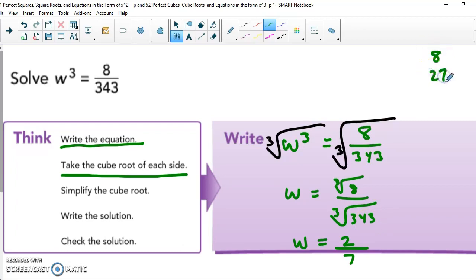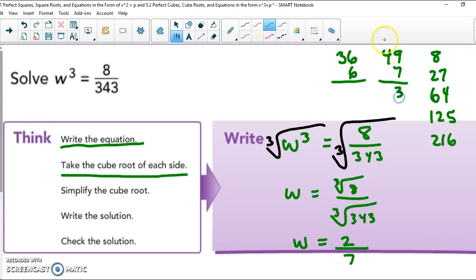3 cubed is 27, 4 cubed is 64, 5 cubed is 125. So then I started thinking about 6 cubed, and I thought, okay, well, 6 times 6 is 36. 36 times 6, that's going to be 216. So then I thought about 7. Okay, 7 times 7 is 49, times another 7, and I noticed that 9 times 7 is 63, so this looked to be a good candidate for our cube root of 343, and it did indeed work out. So you can always do it that way.